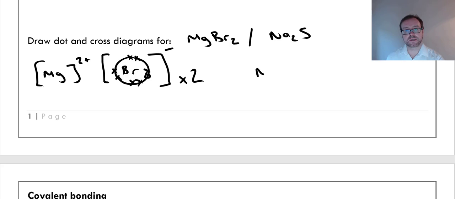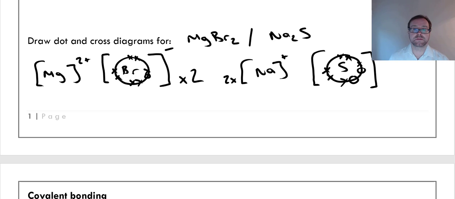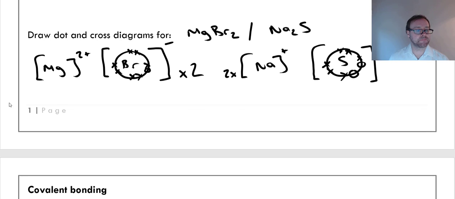Okay, moving on to sodium sulfide. We know sodium's in group 1, so it's plus. Remember, for sulfur, you have to draw the outer electrons first. 1, 2, 3, 4, 5, 6. It needs to gain two electrons, and notice they're split, to gain a 2- charge. This is important, they are split, which means I need two sodium atoms. Pretty simple.